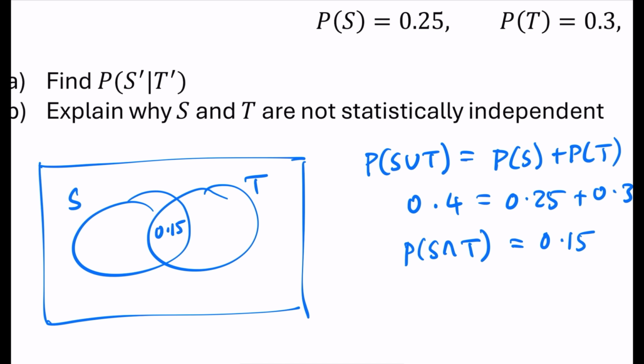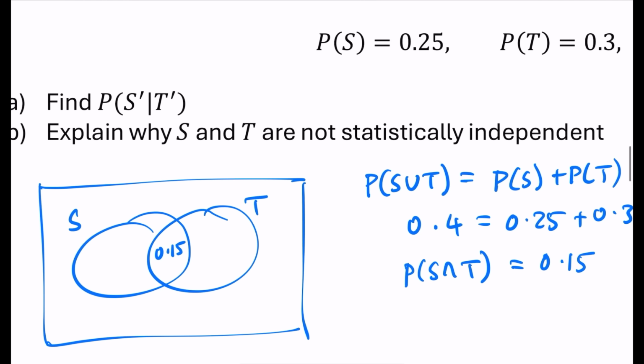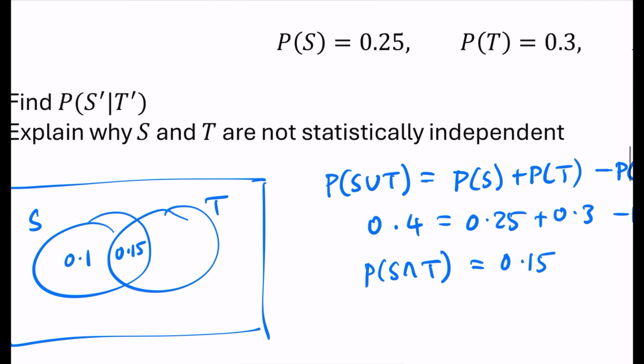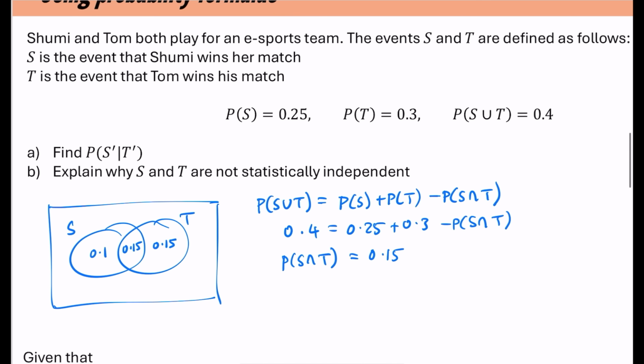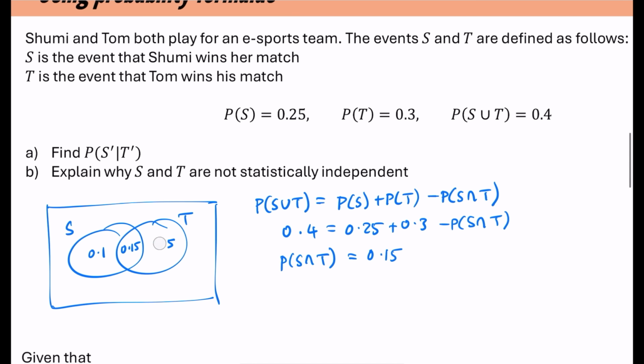So now on the Venn diagram, I can say that the overlap in the middle is 0.15. And the probability of S is 0.25, so that must be a 0.1 that goes in here, so they add up to 0.25. And this must also be a 0.15 for the probability of T. Now, I'm going to show you how you could have done this without the formula booklet, without the formula that we have there. I'll do it really quick, okay?